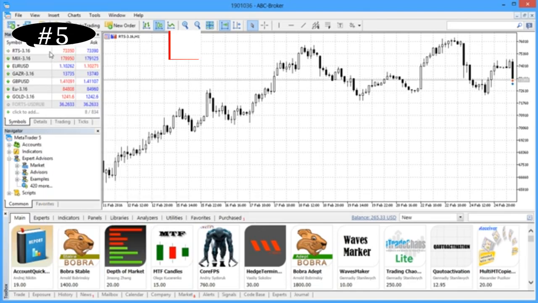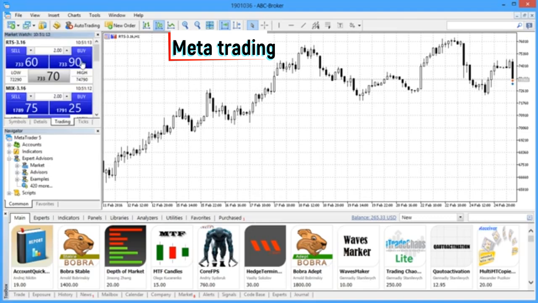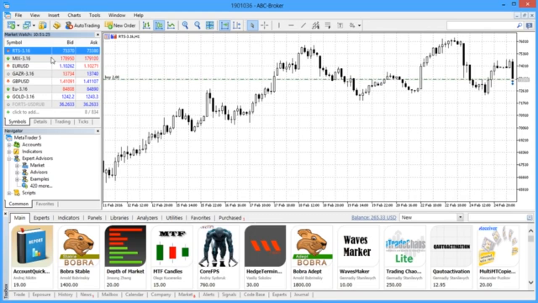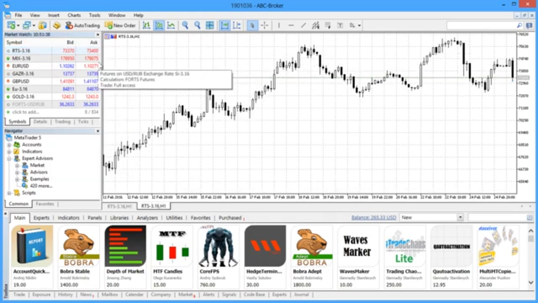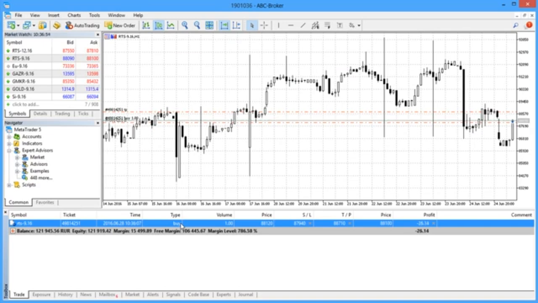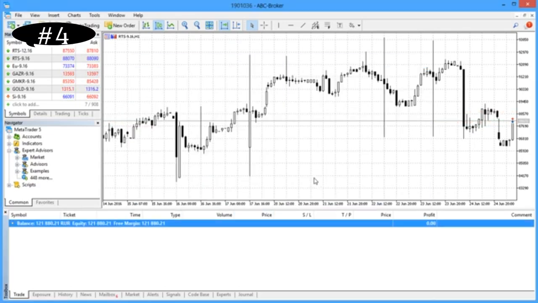At number 5, we have MetaTrader. This is a popular website for forex trading and commodity trading. This platform gives us tools and technical indicators. This website gives us a free demo trading account with virtual funds, which is paper currency. So this is a perfect website to start demo trading.